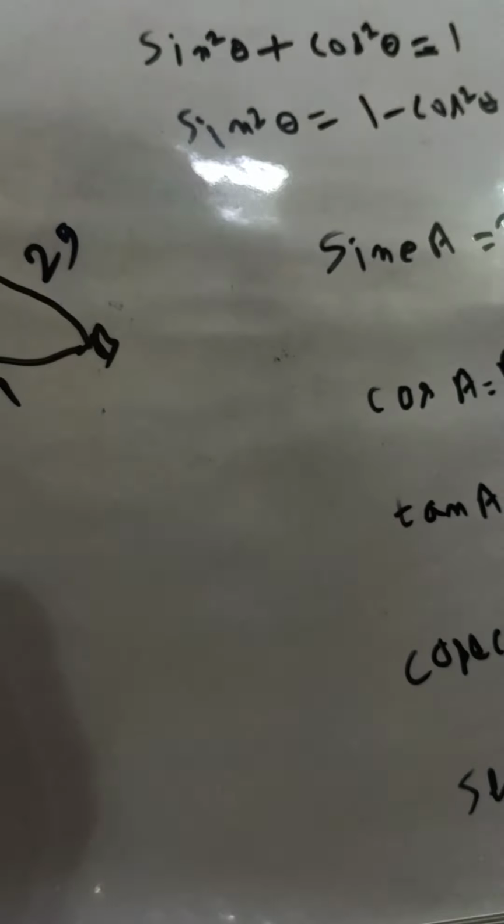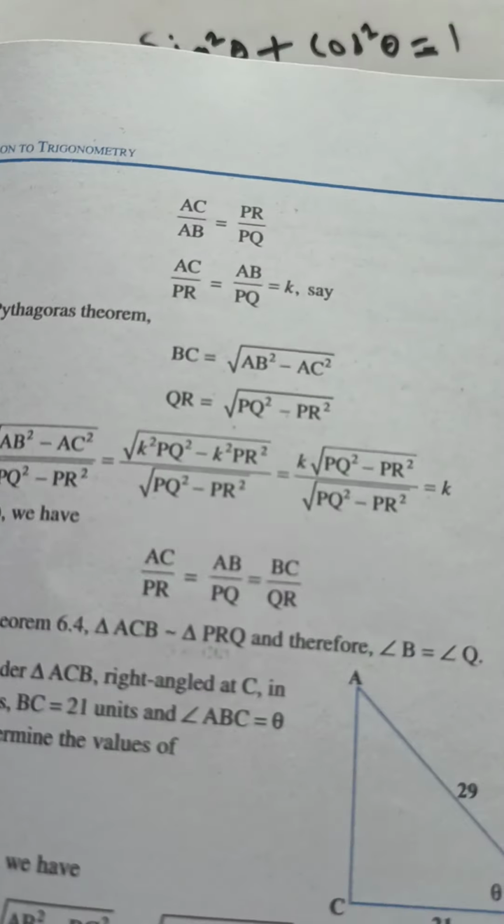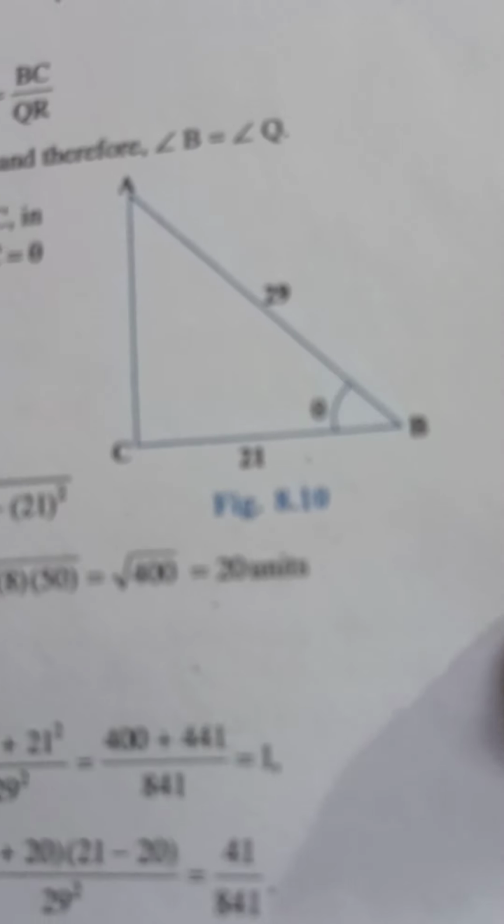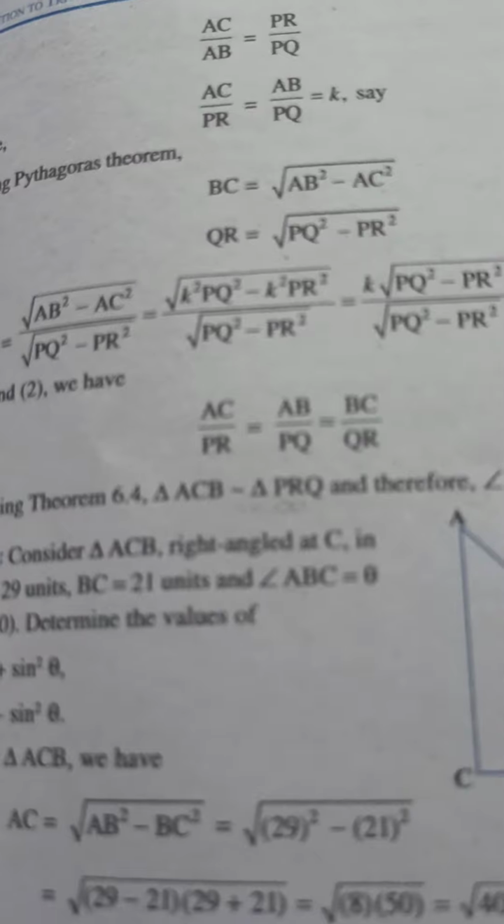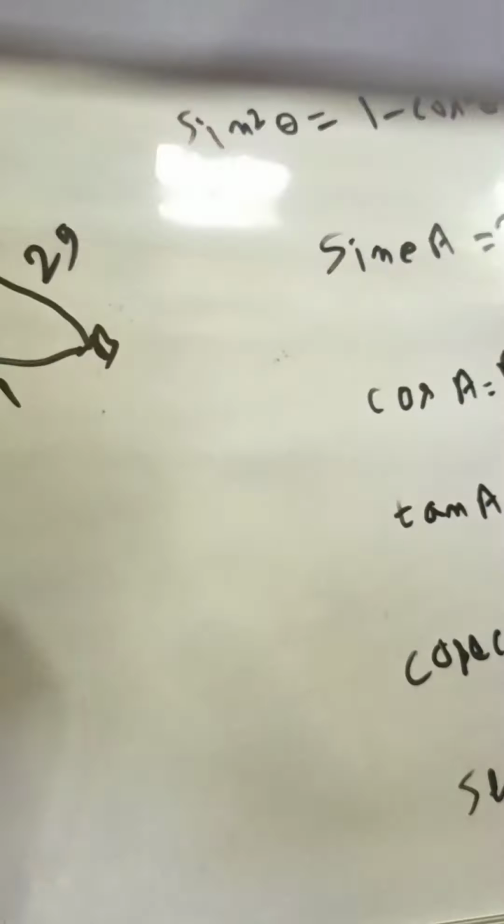Find out. Just see. This is the picture. In your book it is there. Okay. Just see. 21, 29. Okay. I have made picture. Then you have to find out. What is it you have to find out?